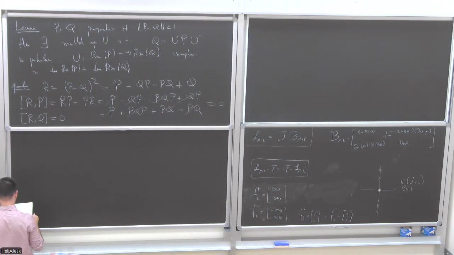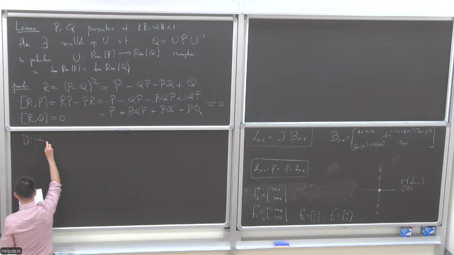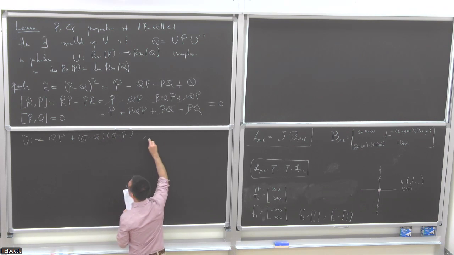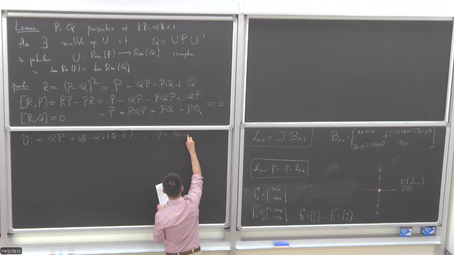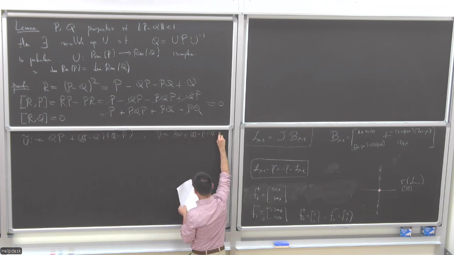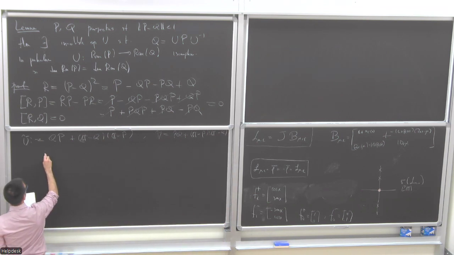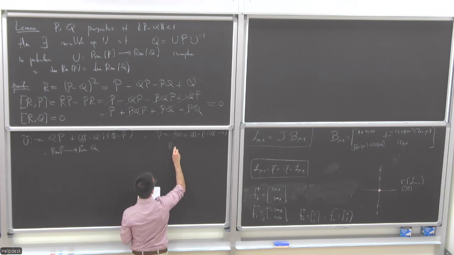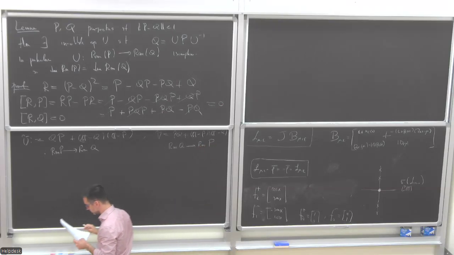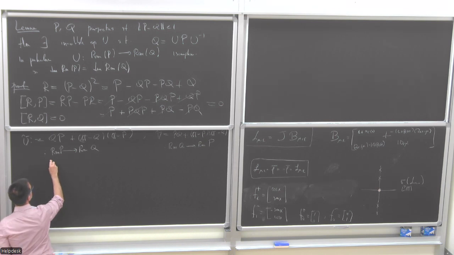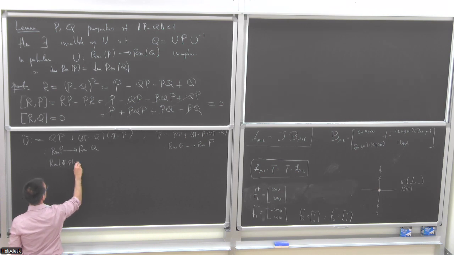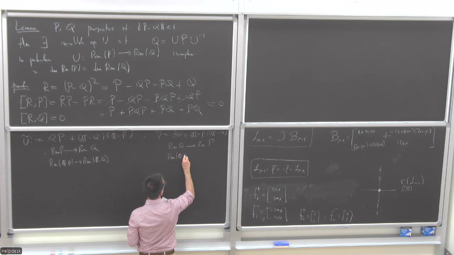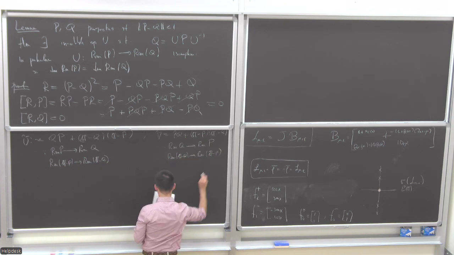And now put U tilde, which is QP plus identity minus Q, identity minus P, and put V tilde, which is PQ plus identity minus P, identity minus Q. And you see that U tilde goes from the range of P into the range of Q, and V tilde instead goes from the range of Q into the range of P. And moreover, U tilde also sends the range of identity minus P into the range of identity minus Q, and V tilde sends the range of identity minus Q into the range of identity minus P.